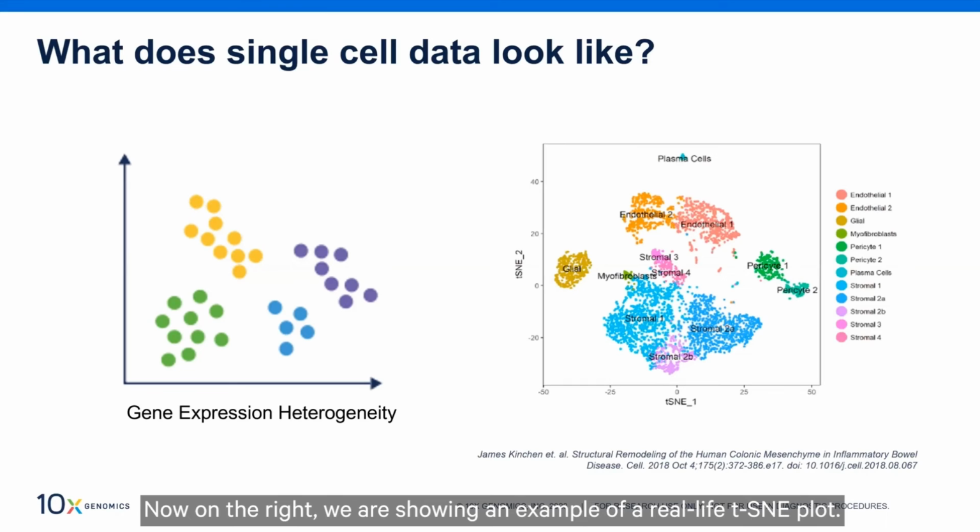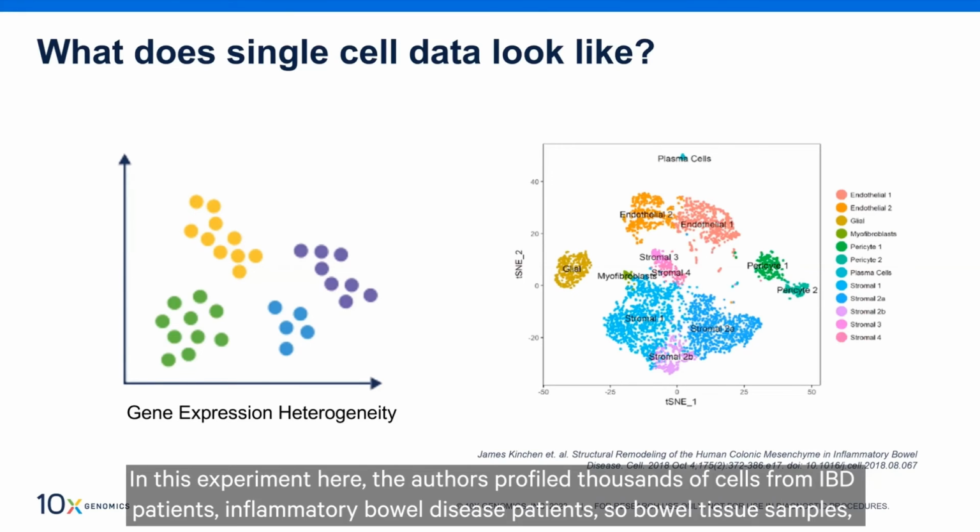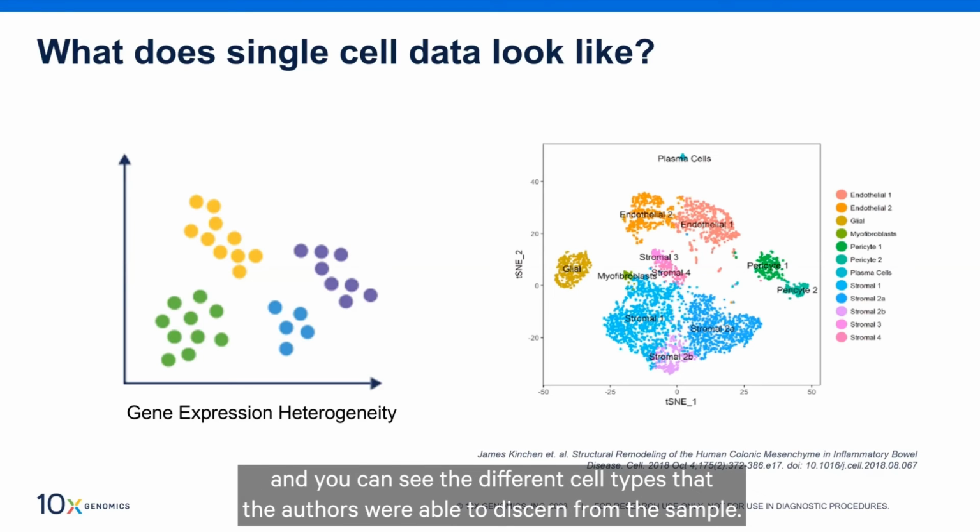Now on the right, we are showing an example of a real-life t-SNE plot. In this example, you see obviously a lot more cells profiled than in our illustrated version. And in this experiment here, the authors profiled thousands of cells from IBD patients, inflammatory bowel disease patients, so bowel tissue samples, and you can see the different cell types that the authors were able to discern from the sample.